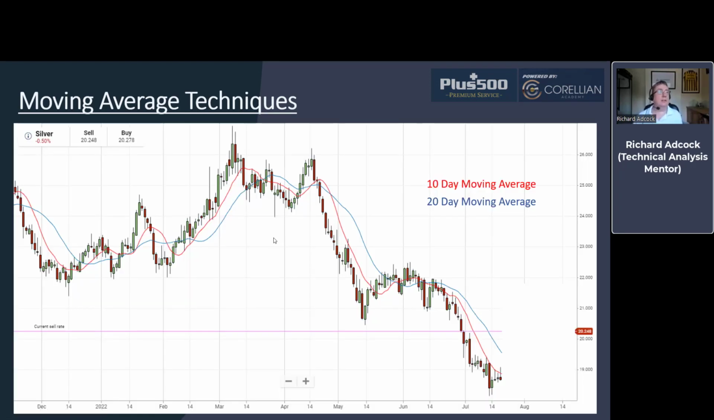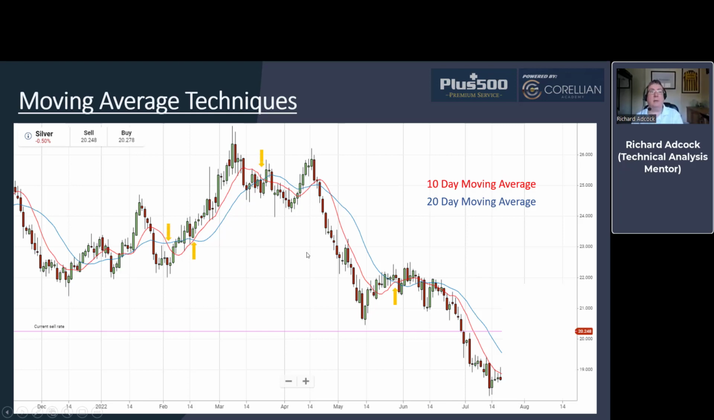So let's take a look at an example. We've got a chart of silver here on a daily basis, together with a 10-day moving average, which is the red line, and the 20-day moving average, which is the blue line. So basically, these are just smoothing out the 10 and 20-day trends within the market. So the direction highlights where those trends are developing.